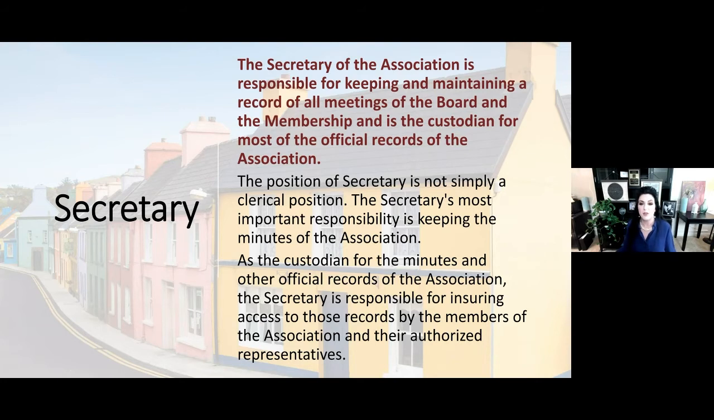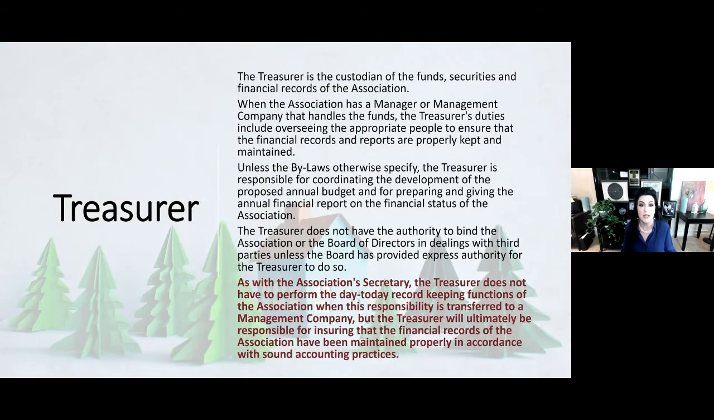As the custodian for the minutes and the other official records of the association, the secretary is responsible for ensuring access to those records by the members of the association and their authorized representatives. So again, think about it like this. When there's a proxy, a lot of people have the default be the secretary, okay? So there's more weight to it than just being responsible for board meeting minutes. On the next slide, we're going to talk about the treasurer, okay?